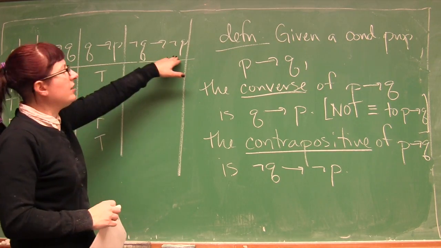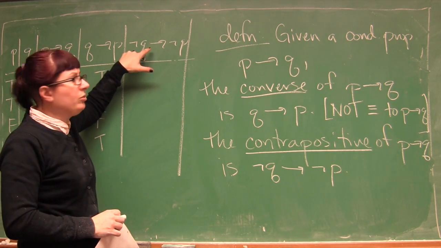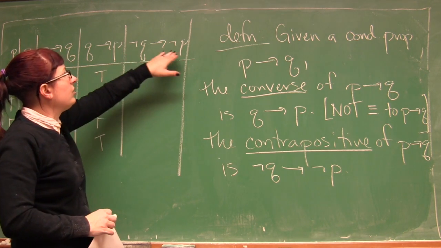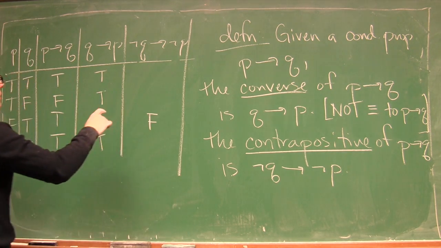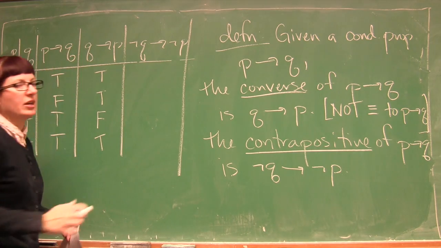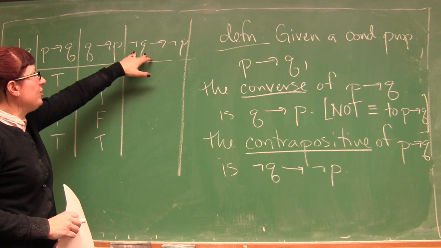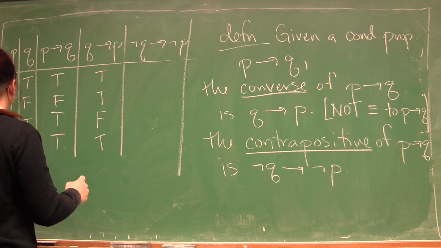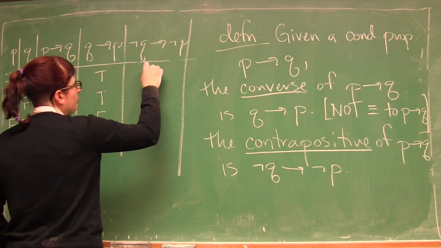Now if we look at not Q implies not P, the only way this conditional statement is false is if not Q is true and not P is false, which means Q is false and P is true. In all other cases, the conditional proposition is true.